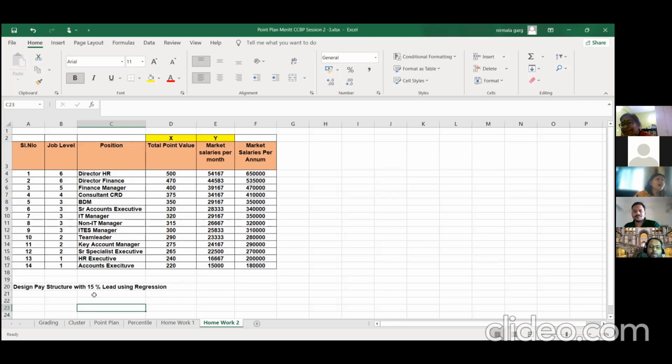So I have to multiply all the market salary into 15%? The market salary, the one which you will calculate. The salary which you want to pay in the organization, you are saying I want to pay more than the market by 15%. So what will you do? So I have to increase by 1.15. So you want to increase it by 0.15.